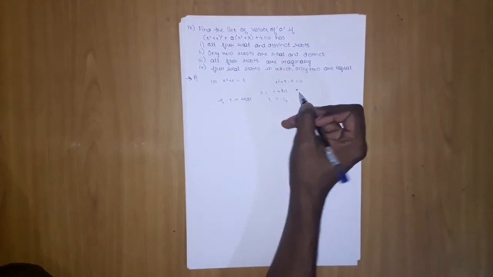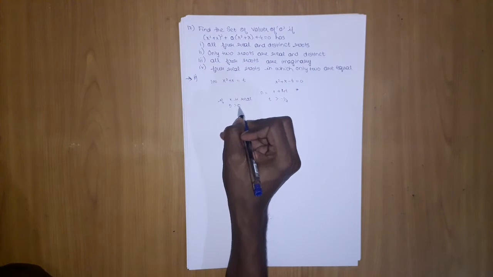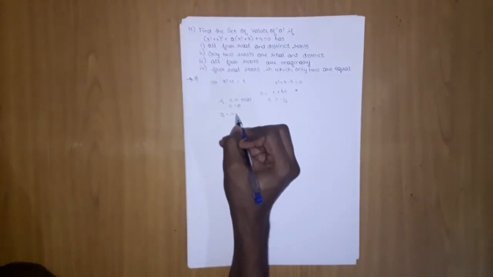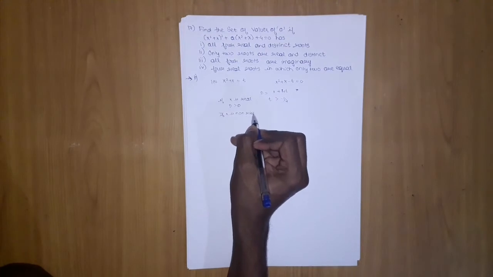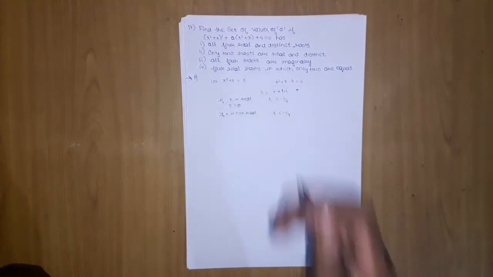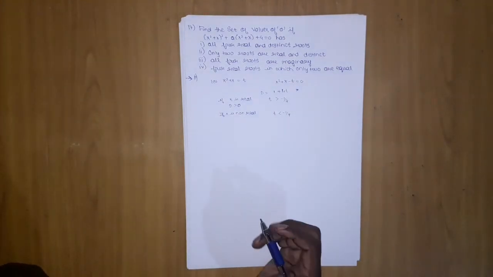This will be greater than, right? When x is real, D is greater than or equal to 0, right? And if x is non-real, then t will be less than -1/4. Okay, this simple thing.